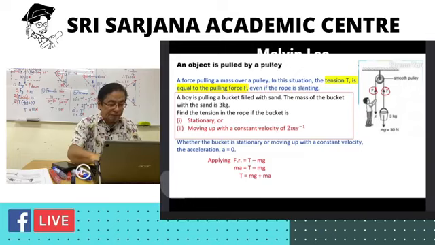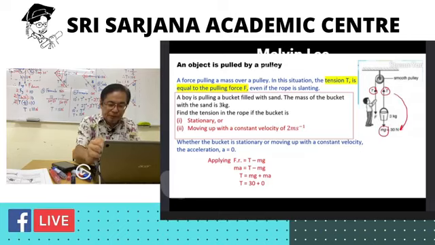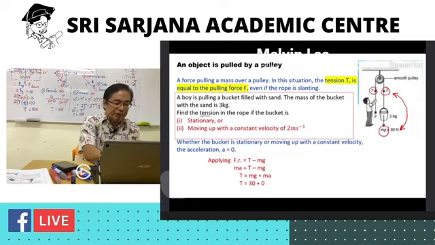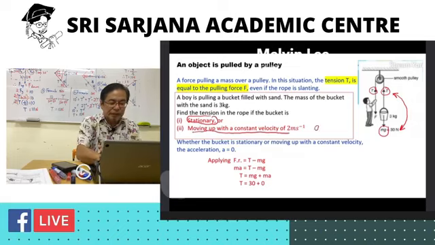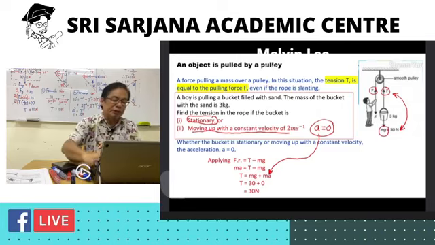W equals mg. Why do we put T equals mg? Because upward force and downward force must be balanced. T equals mg. And we know because it is stationary, or it moves with a constant velocity, a is 0. That's why kita masukkan a kosong sama dengan kosong dalam ini. So your answer will be equal to the weight, which is mg.